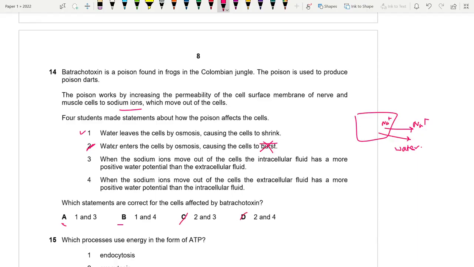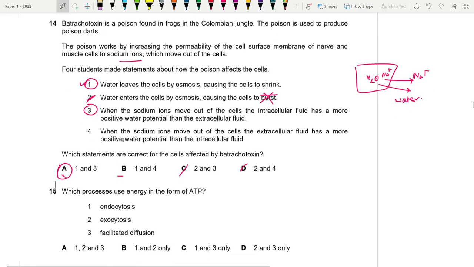When the sodium ions move out of the cells, the intercellular fluid has a more positive water potential than the extracellular fluid. That is true, which is why the water leaves. So 1 and 3. I'm going to go with 1 and 3. When the sodium ions move out, so the extracellular fluid has a more positive water potential. Wrong. 4 is wrong.